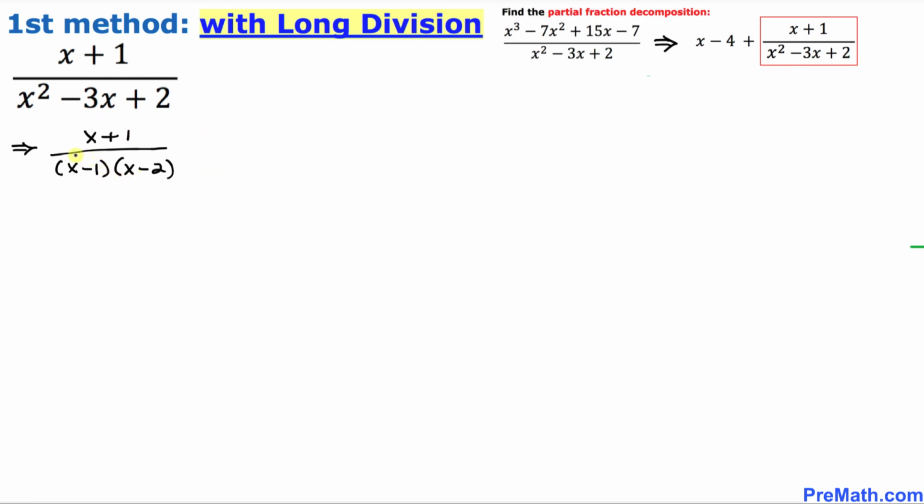Now as we can see in the denominator, we got two linear factors. That means we are going to have two fractions separated by a plus sign.